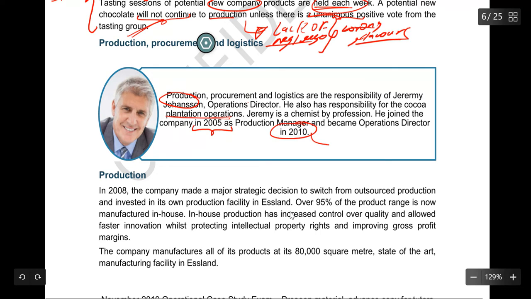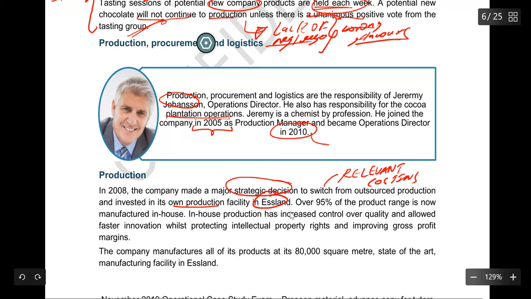time. Production. In 2008, the company made a major strategic decision to switch from outsourced production to investing in their own production facility in Iceland. So this clearly states, students, there can be relevant costing tested in the examination. A relevant costing test, and that is a make or buy decision. Okay, so please keep that in mind.